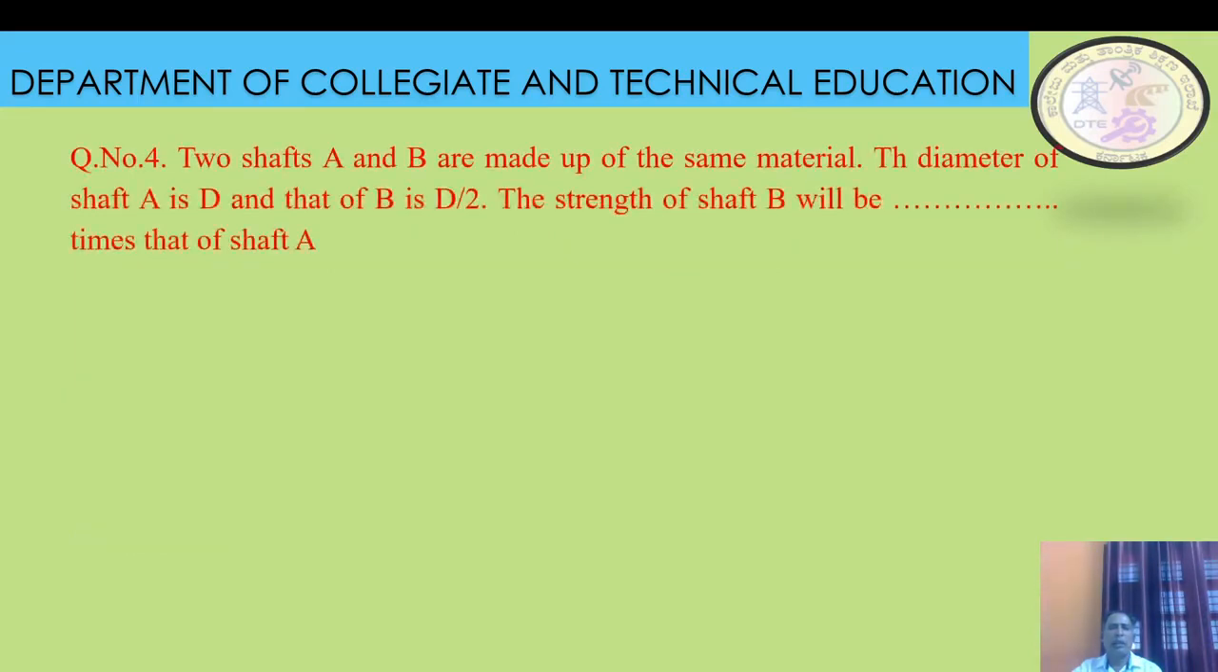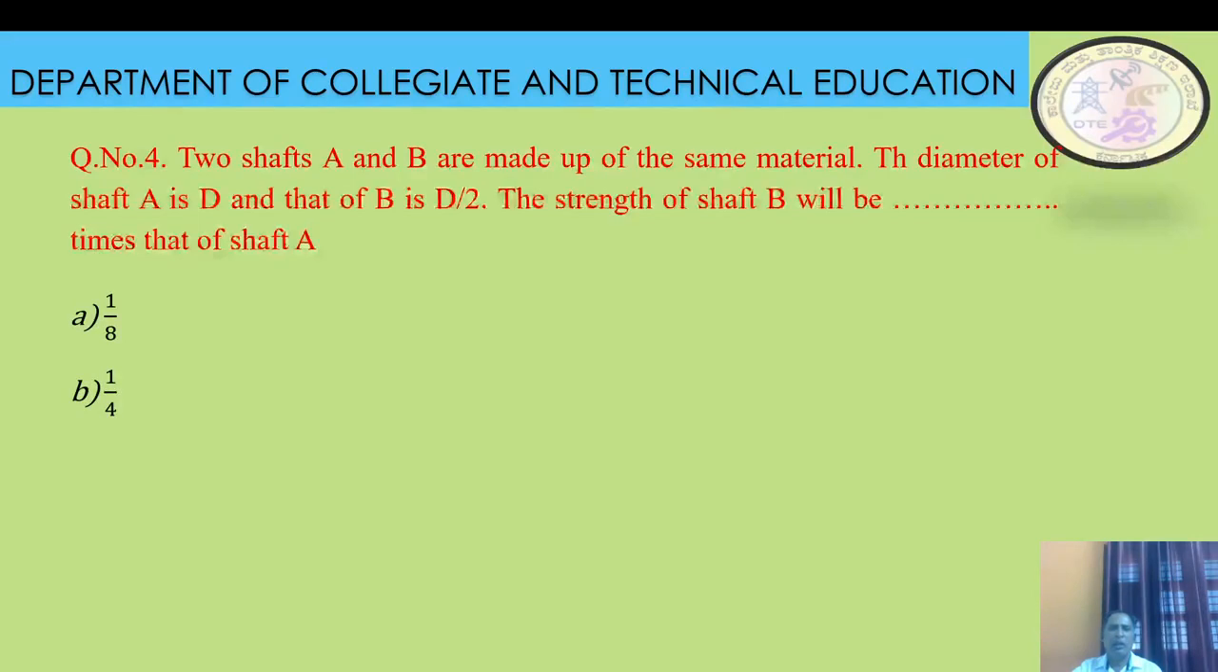Two shafts A and B are made up of the same material. The diameter of the shaft A is D and diameter of the shaft B is D by 2. The strength of the shaft B will be dash times that of the shaft A. So this is a small numerical.